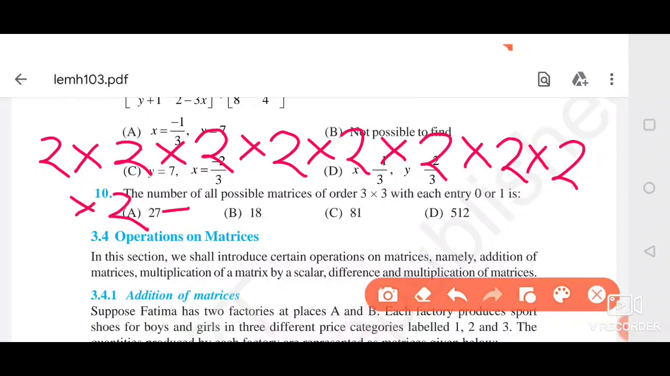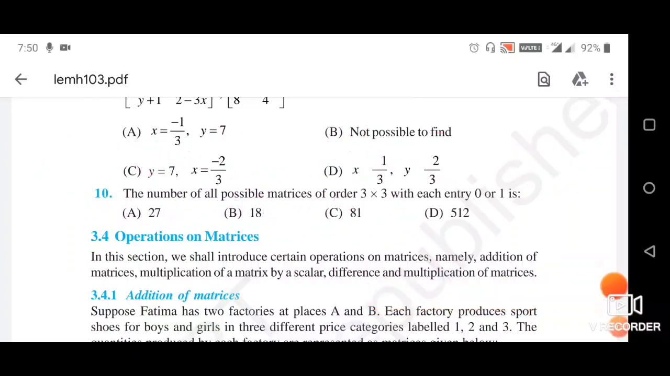So our answer is 2 to the power 9, which is 512. So our answer is 512. This process you have done in class 11 in the chapter permutation and combination. If you find it difficult to understand, then you can tell me.